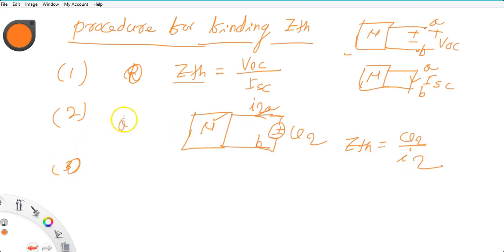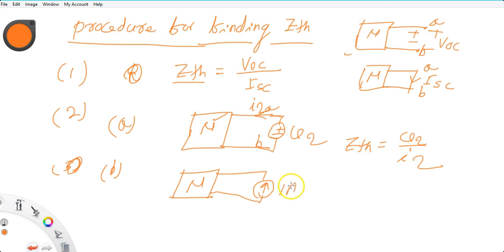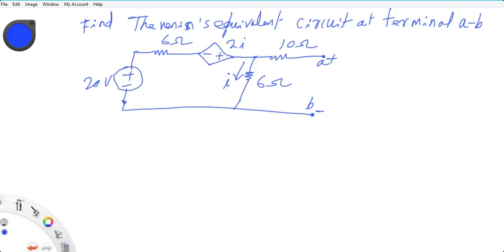This is part A, and part B can be driving the network with a current source. What do we do usually? Drive with a current source. This is the easiest way: 1 ampere, measure this voltage V, and your ZTH is numerically equal to V, because V upon 1 ampere is the same as V. Let us move to the example.